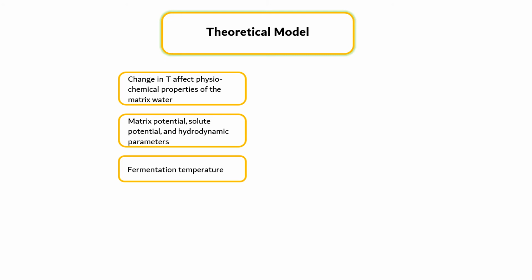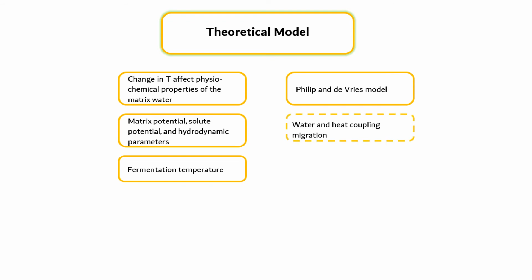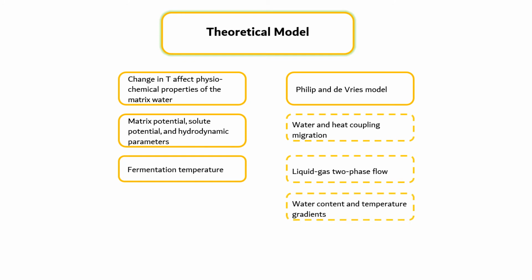In a brief introduction to the theoretical model of water and heat transfer in porous media under non-isothermal conditions, the Philip and de Vries model presented water and heat coupling migration that takes into account the liquid-gas two-phase flow and the water content and temperature gradients at the same time. Because of the wide applications of the theory of Philip and de Vries, it promotes the combined study of water and heat transfer in the matrix. For more details on the model, students may refer to Lignocellulose Biorefinery Engineering: Principles and Applications, authored by Chen et al., 2015.